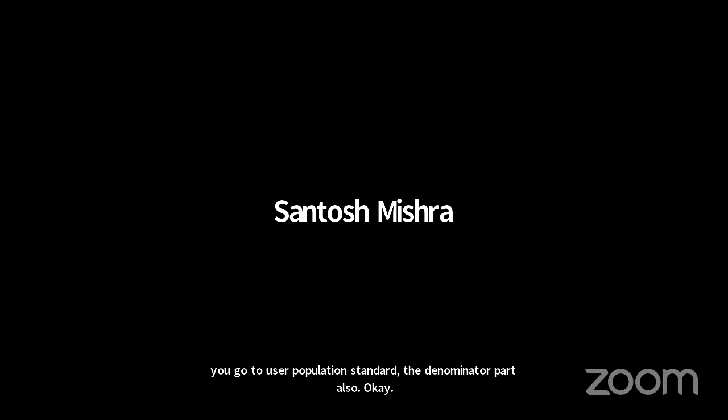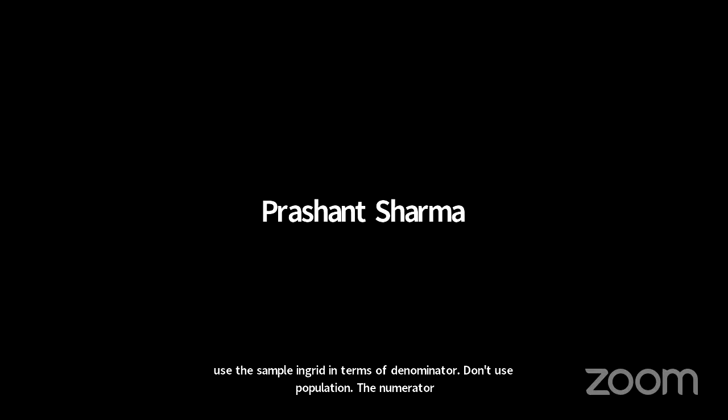Yeah, so if you are using the population covariance formula in the numerator, then you have to use the population standard deviation in the denominator also. If you are using sample, then use the sample in the numerator as well as the denominator. Don't use population in the numerator and sample in the denominator. That will give you an incorrect result.